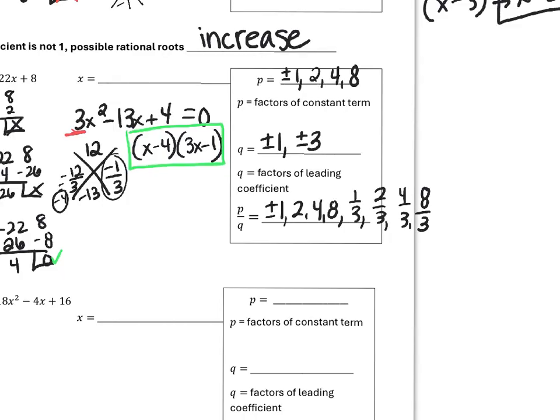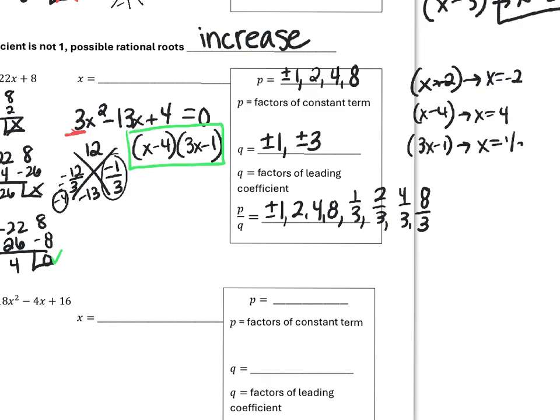If I just put it over here to do my solving, we have x plus 2. We have x minus 4, and we have 3x minus 1. So x equals -2, x equals 4, and x equals 1/3. So -2, 4, 1/3. Those are my roots. And they're all ones that we predicted would be possible rational roots. We just now found what they are exactly.